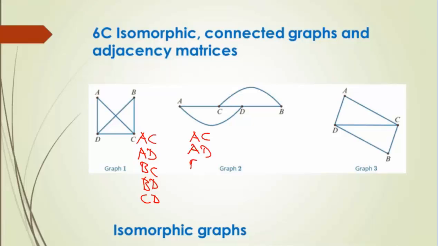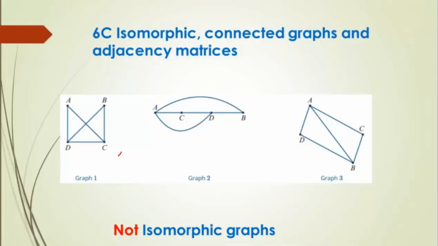So is there a BC on the second graph? Yes, there is. Is there a BD on the second graph? Yes, there is. Is there a CD? Yes, so those two are isomorphic. Then we do the same for the third graph and find that there is no problem. They are all isomorphic.